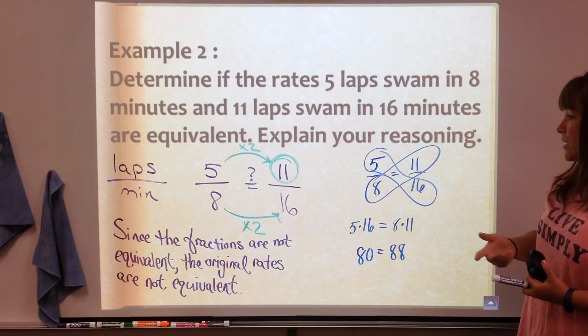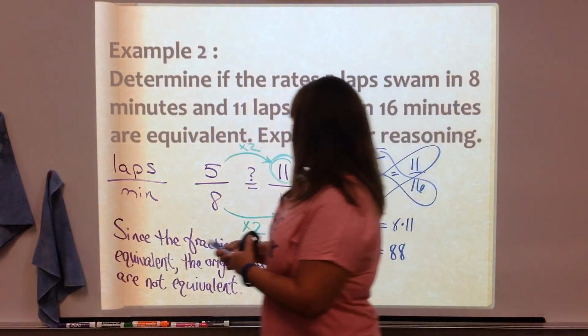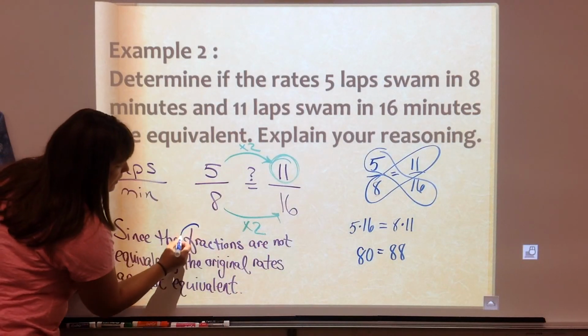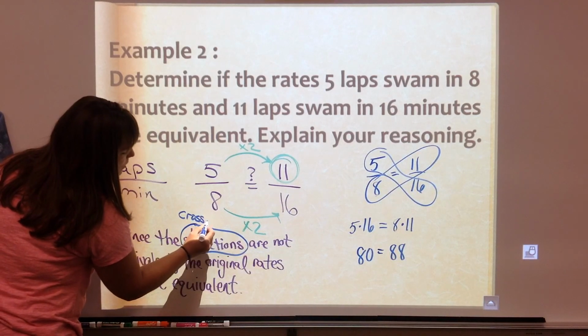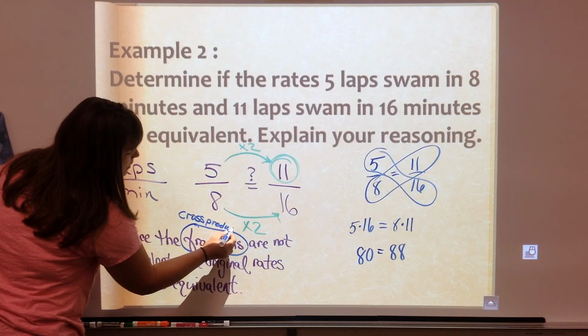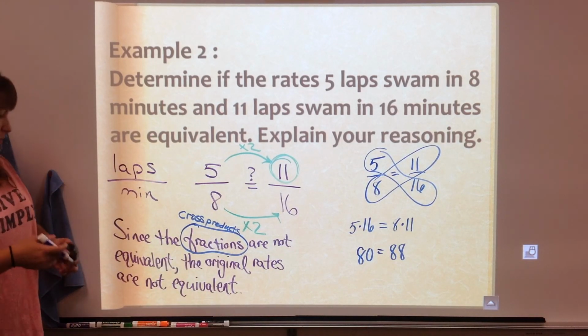And so my explanation is, since the cross products are not equivalent, so instead of writing fractions, I would just replace that with the word cross products. Since the cross products are not equivalent, the original rates are not equivalent.